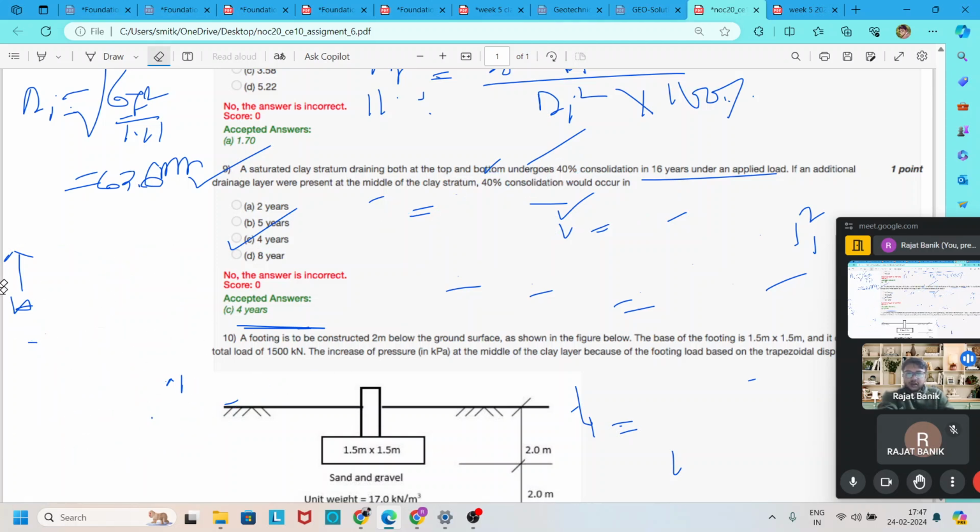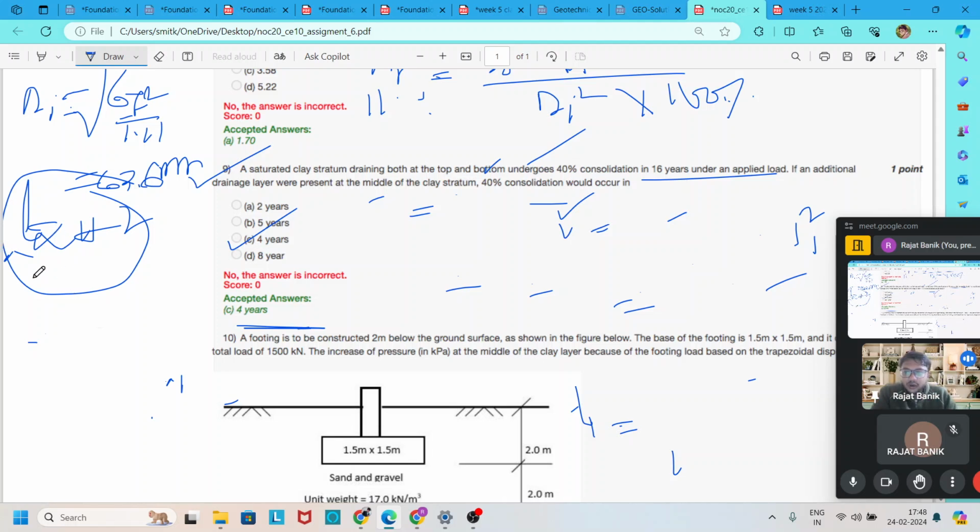So if we put one drainage layer in between, the drainage path becomes half. Using the equation t proportional to h square, we can easily find out the time taken for consolidation if we put one new drainage layer in between.